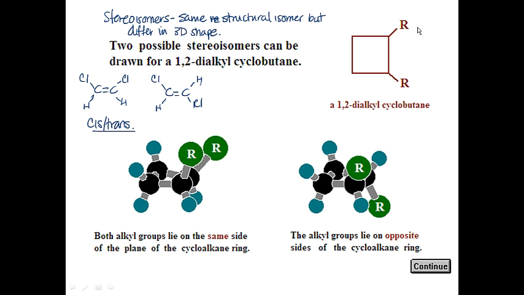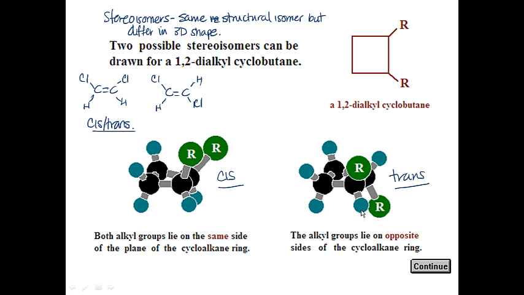So if I have a dialkyl cyclobutane, it turns out that those alkyl groups could either be aligned on the same side of the ring or on opposite sides of the ring. And so we use our cis-trans terminology to say that if the two alkyl groups are on the same side of the ring, we call them cis. If they're on opposite sides, we call them trans. We're going to call this the cis cycloalkane or the trans cycloalkane.